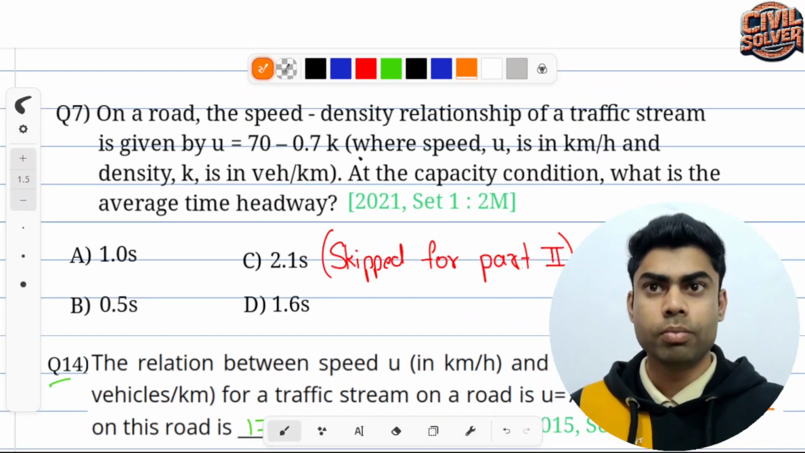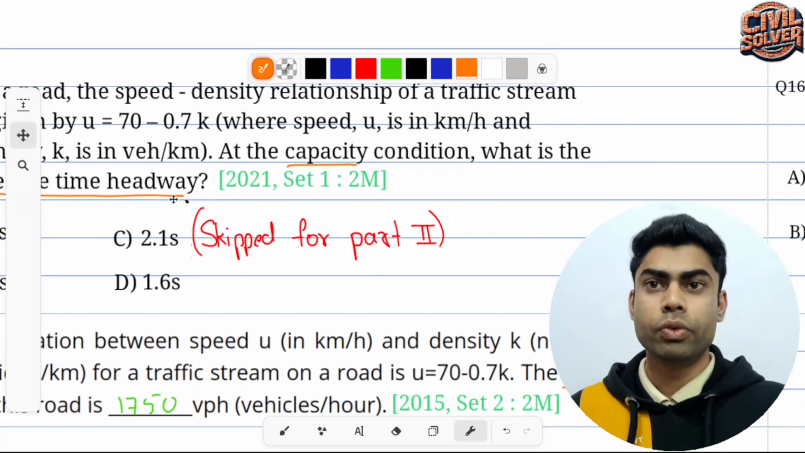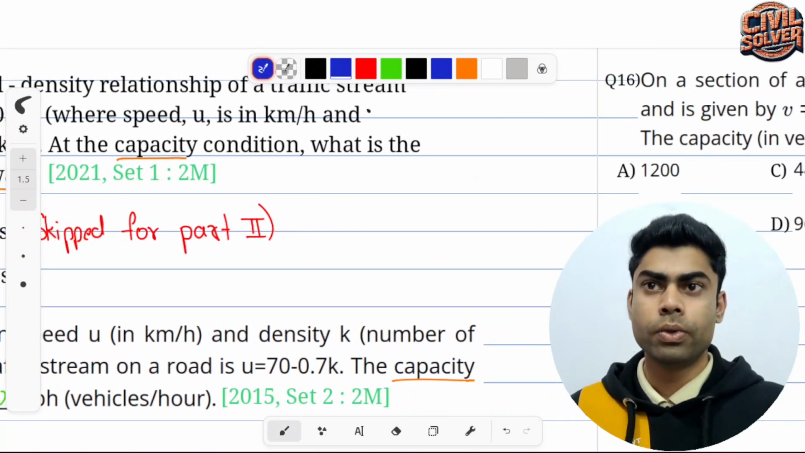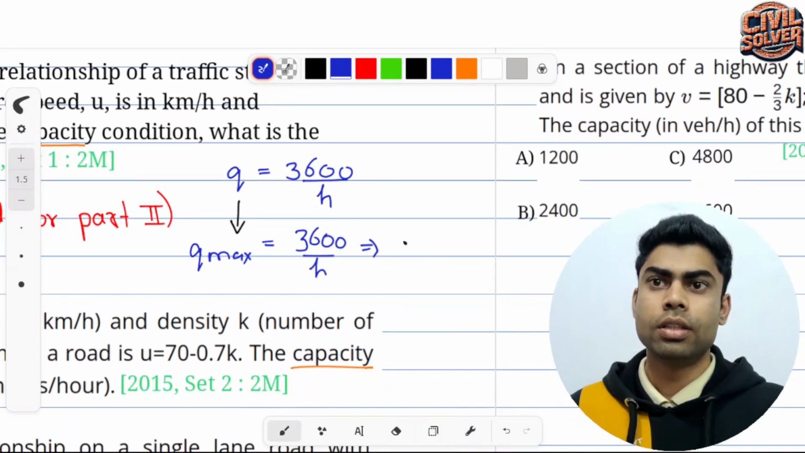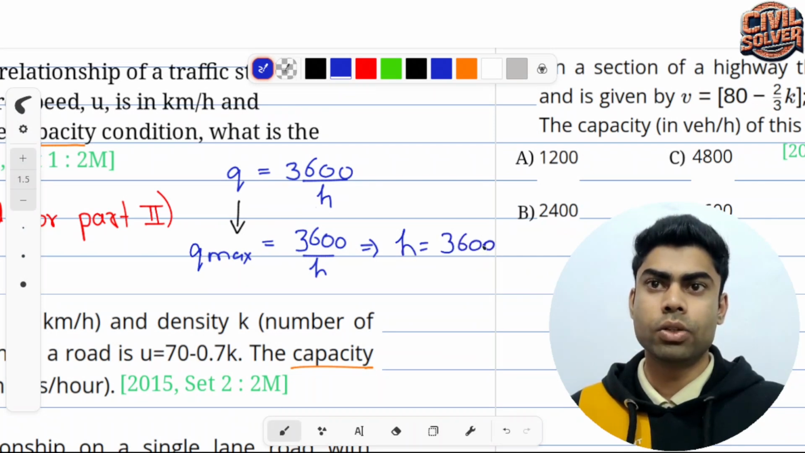This question is also the same, except the capacity, they asked that at capacity condition what is the average time headway. Okay, so we will use the relation between flow and time headway as Q is equal to 3600 upon H, where H is the time headway. That means at Qmax it will be 3600 upon H. That means H is simply 3600 upon Qmax. What is Qmax? We just calculated as 1750.